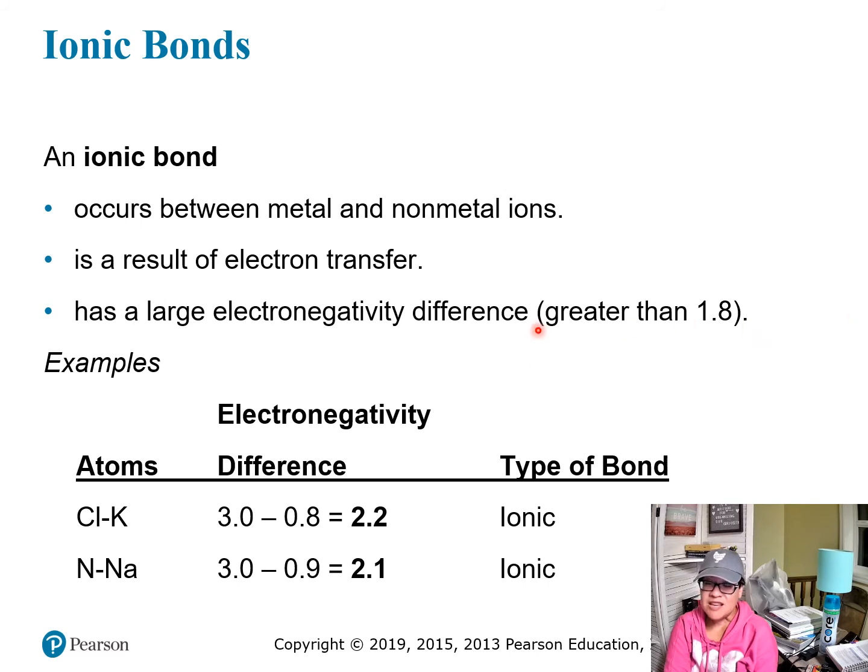Ionic bonds, you can also use electronegativity for. They have a really big electronegativity difference, like 1.8 or more. So you take those numbers, you subtract them, so you have your metal and your nonmetal. That is a 2.2, and so that's definitely ionic. And these are always between metals and nonmetals. So if you're not sure, you could subtract electronegativity. If it's greater than 1.8, then it's ionic.